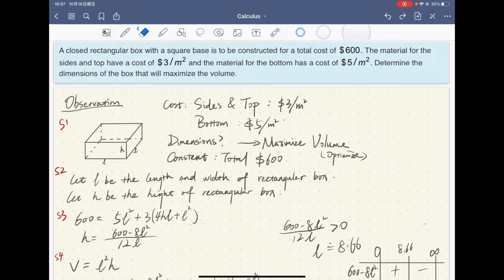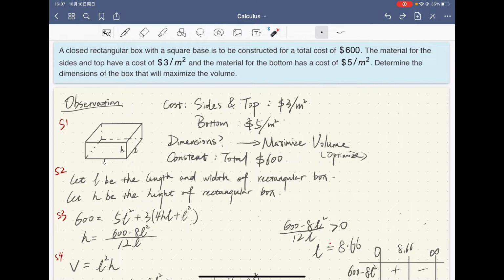First, I'm going to read through the whole question and gather the information. After reading it, I find that the cost of the sides and top is $3 per square meter, and the bottom is $5 per square meter. The question wants me to find the dimensions of the rectangular box that maximize the volume, which means the volume is what I'm trying to optimize. The constant is the total cost of the material, which is $600.